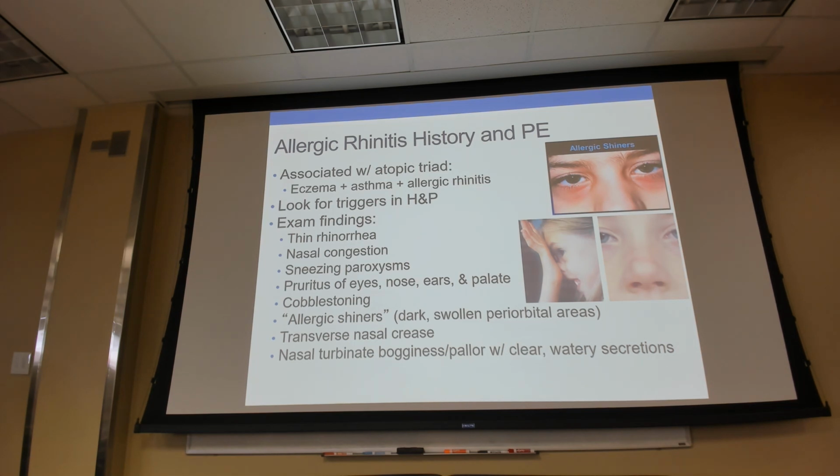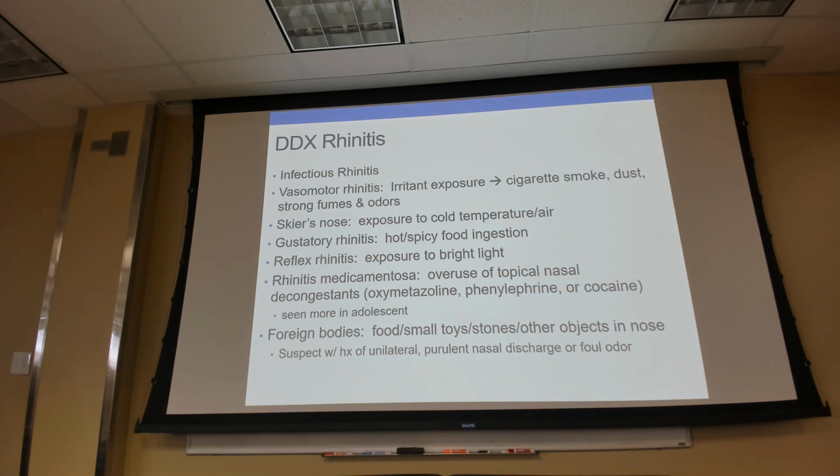Things that you were looking for, we already talked about that. Cobblestoning was another one. So we talked about that in the eyes the other day. So you can see that with allergic conjunctivitis. You can see this with allergic rhinitis as well. That cobblestoning in that posterior nasopharynx or up in the nasal mucosa. Transverse nasal crease of the allergic salutes. We already talked about that in your allergic shiners. So it's going to be itchy, watery eyes too.